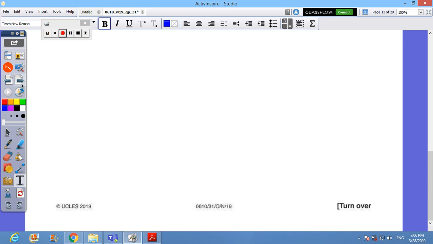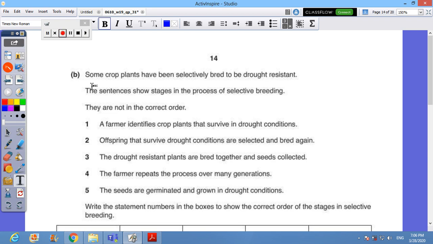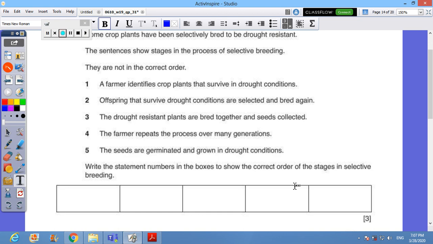Next page. Some crop plants have been selectively bred to be drought resistant. I did transfer the gene of being drought resistant to them from a wild plant. The sentences show stages in the process of selective breeding. They are not in the correct order. I am supposed to put them in the proper order.